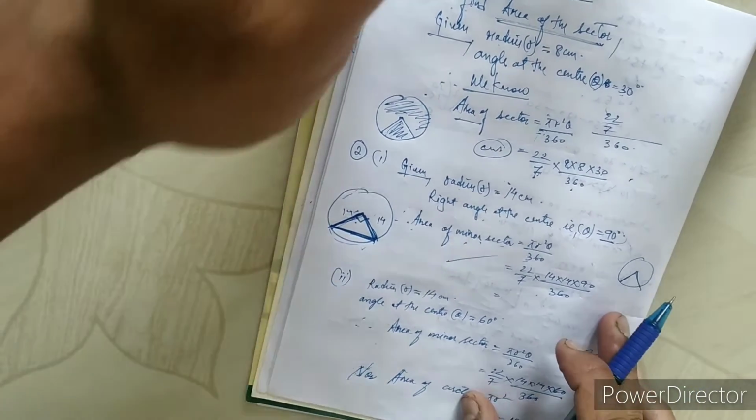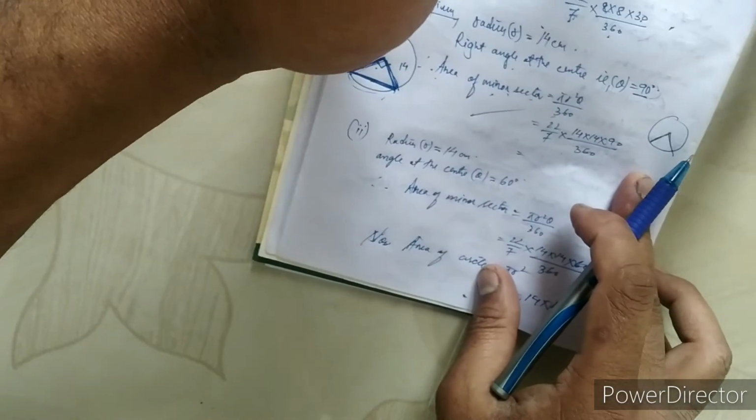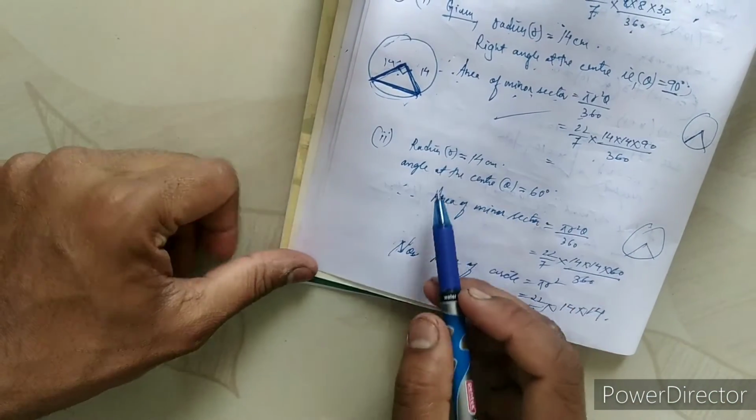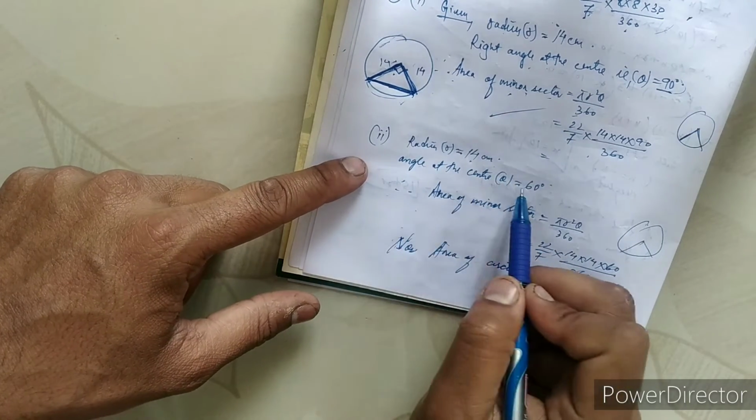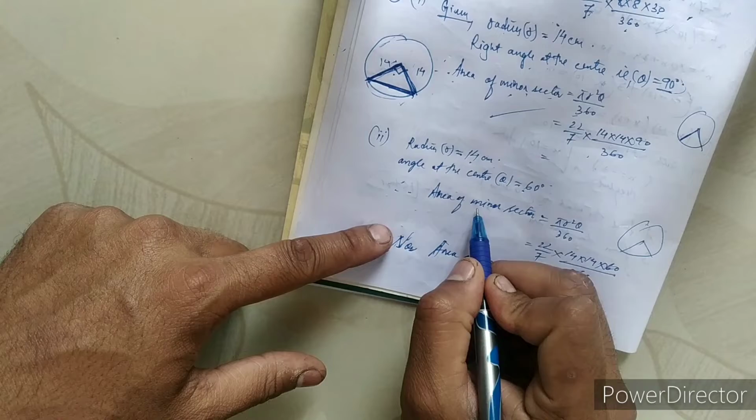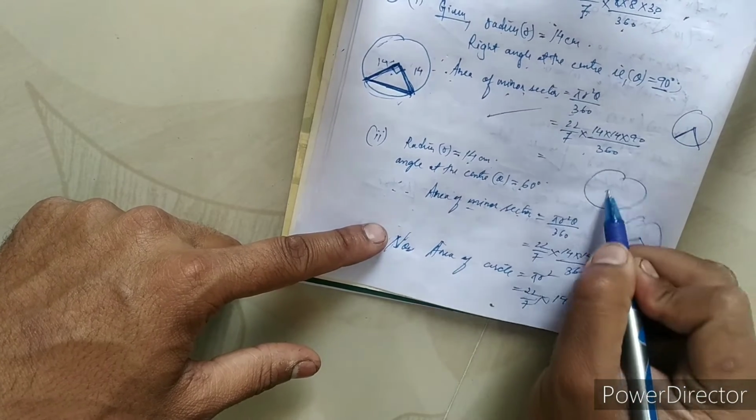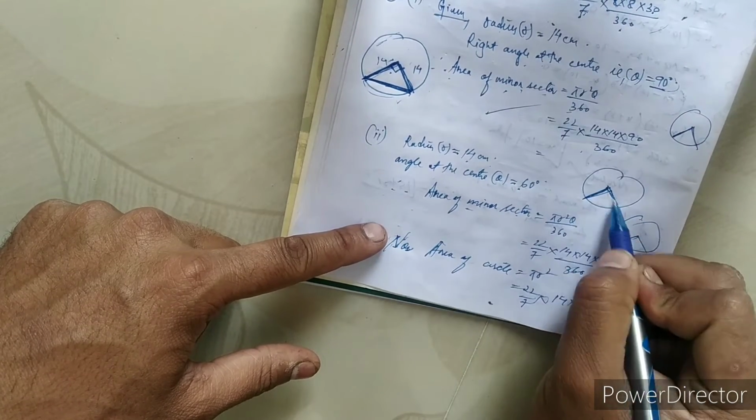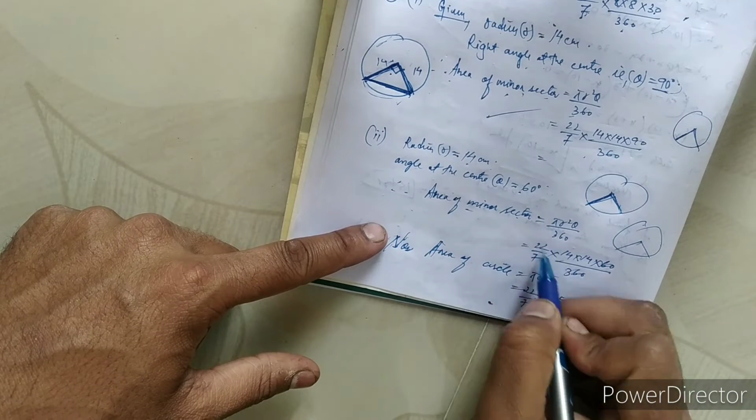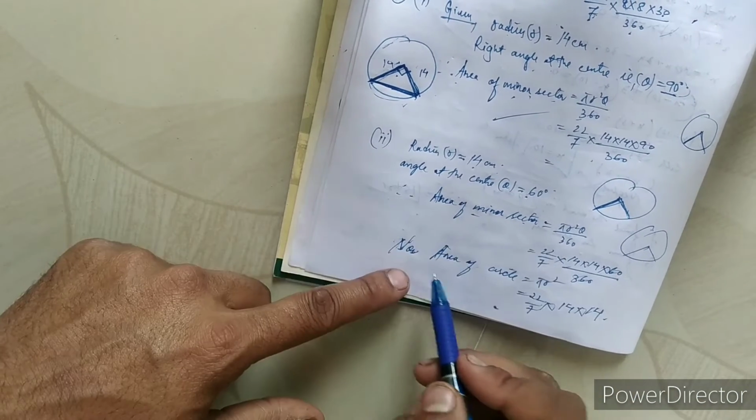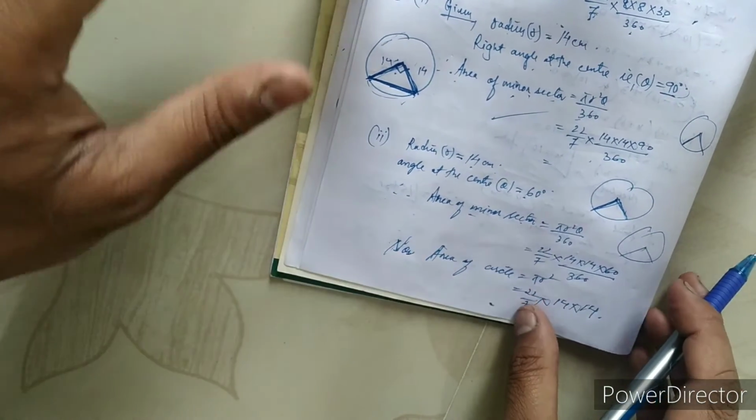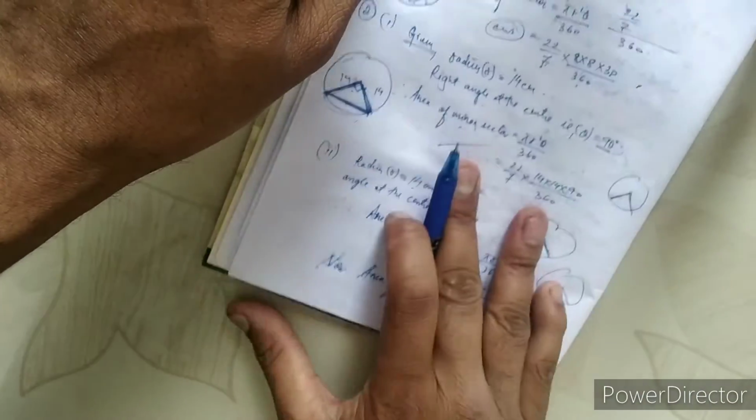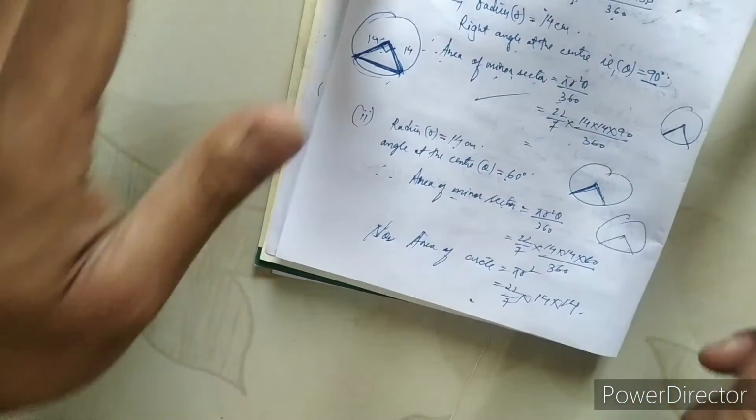Now after that, the next question. Radius is given to be 14, and the angle is given to be 60. In this you have to find the minor sector. You understand that this is my minor sector, I have to find it. So pi r square theta by 360, you will get the answer. Now one more thing is given: you have to find the area of the major sector also. Check it.